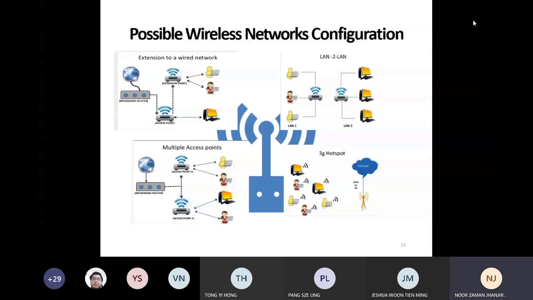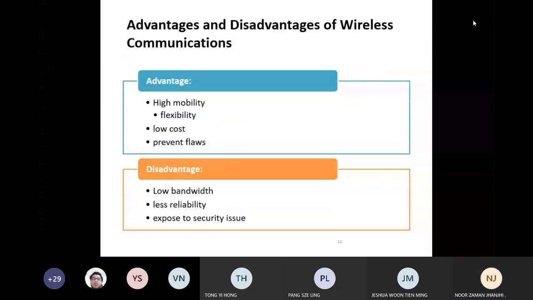Now after that, we say LAN to LAN, where we have two LANs, so we can join those two LANs together using the wireless medium. We may have multiple access points in one network, not just one. We may have 3G, 4G hotspots, and there are so many different possible network configurations for the wireless network.